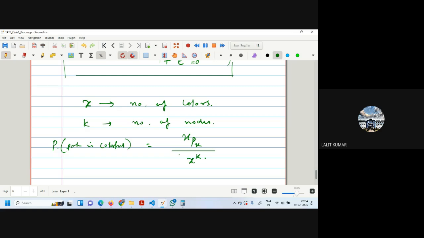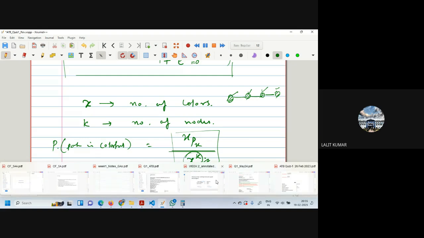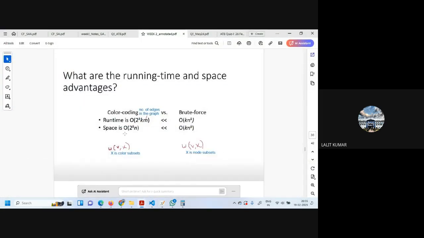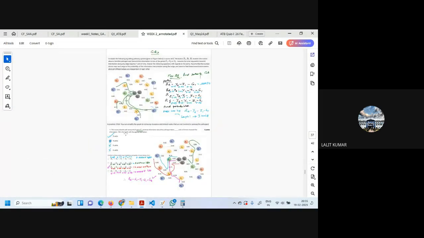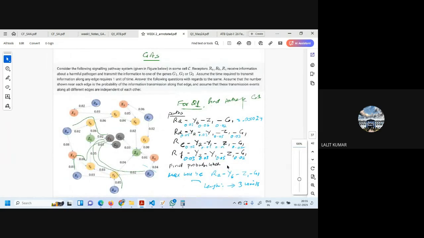If you think mathematically, your total combinations are X to the power K, that is, in how many ways you can color these nodes. If you put all colors here, here, and here, this is X to the power K. And distinct colors, how you can choose, is X P K. So this becomes X P K divided by X to the power K. This is another important formula, and it will come in handy for your quiz. So now with this, I have covered the theoretical part.